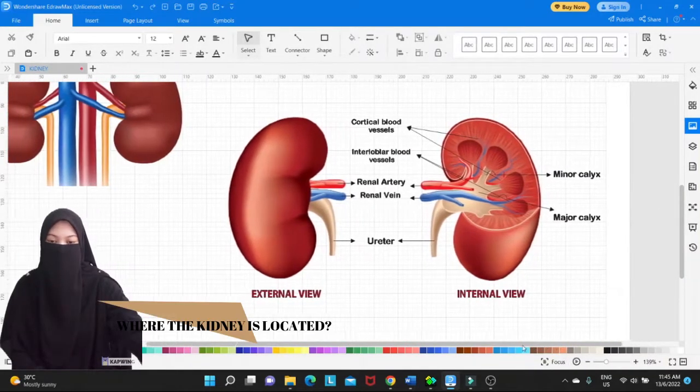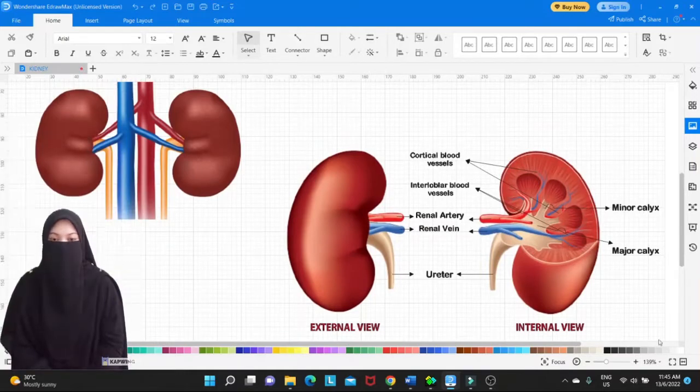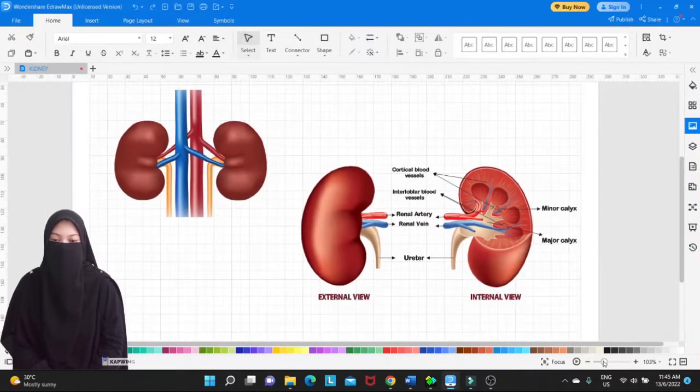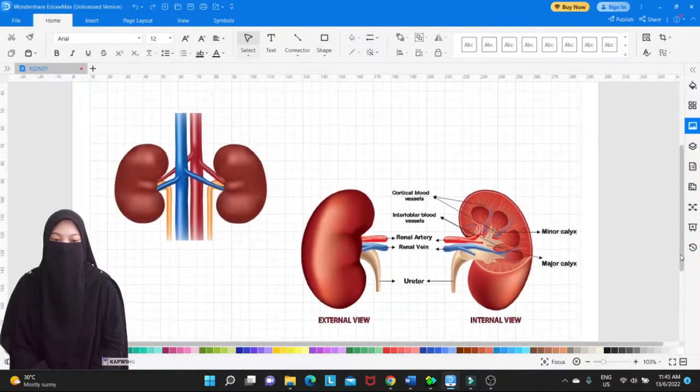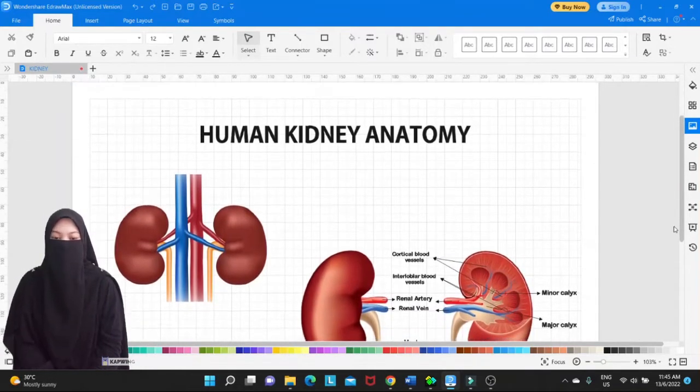So where are the kidneys located? The kidneys are located on either side of the spine in the retroperitoneal space. The left kidney is situated a little higher than the right one because of the liver on the right side of the abdominal cavity above the right kidney.